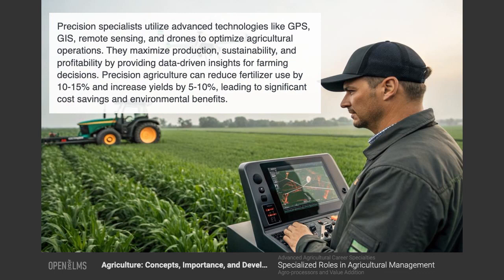Precision specialists utilize advanced technologies like GPS, GIS, remote sensing, and drones to optimize agricultural operations. They maximize production, sustainability, and profitability by providing data-driven insights for farming decisions. Precision agriculture can reduce fertilizer use by 10 to 15% and increase yields by 5 to 10%, leading to significant cost savings and environmental benefits.